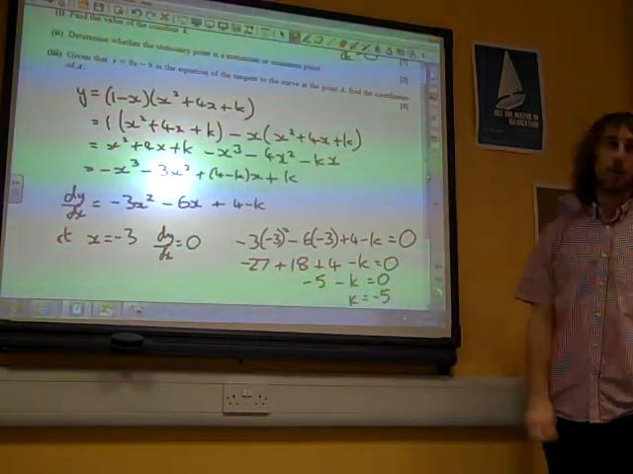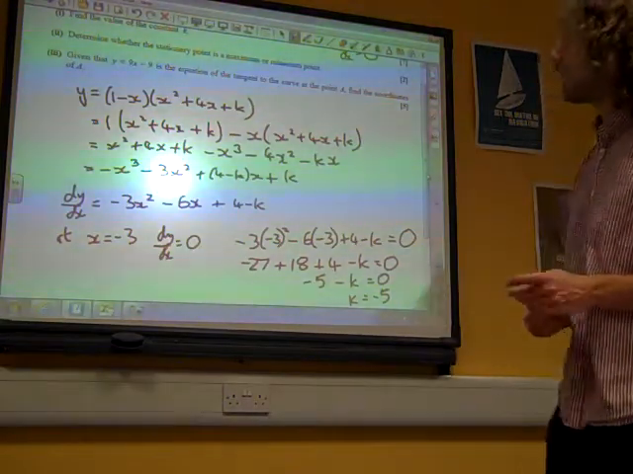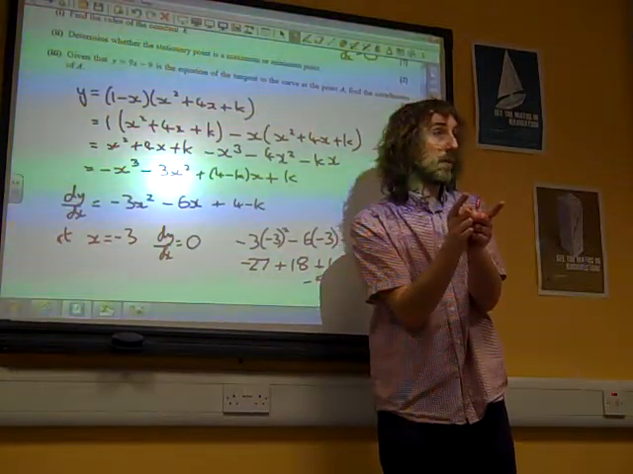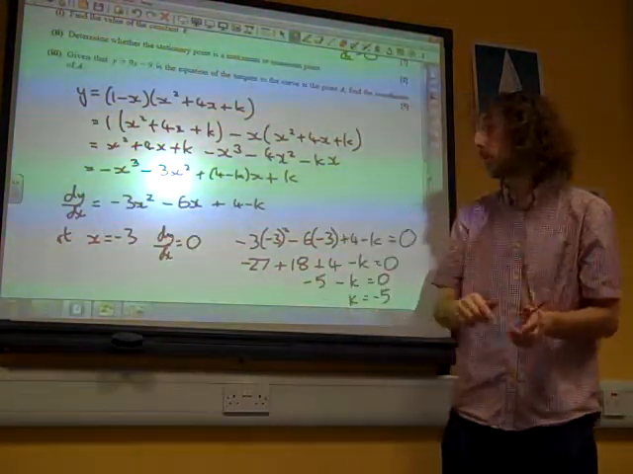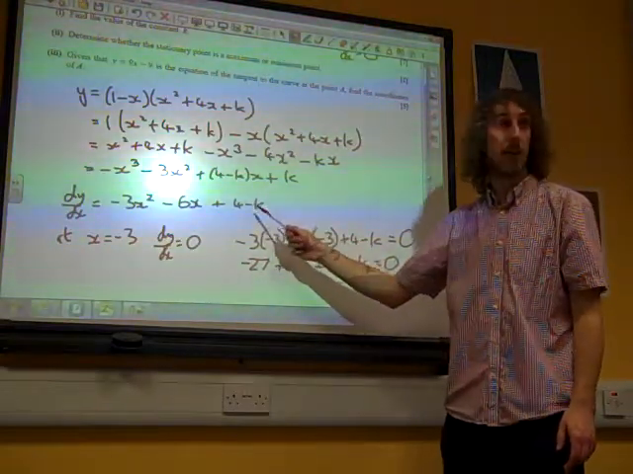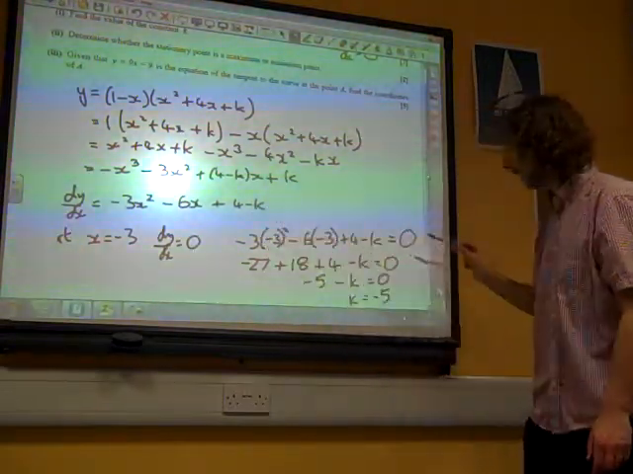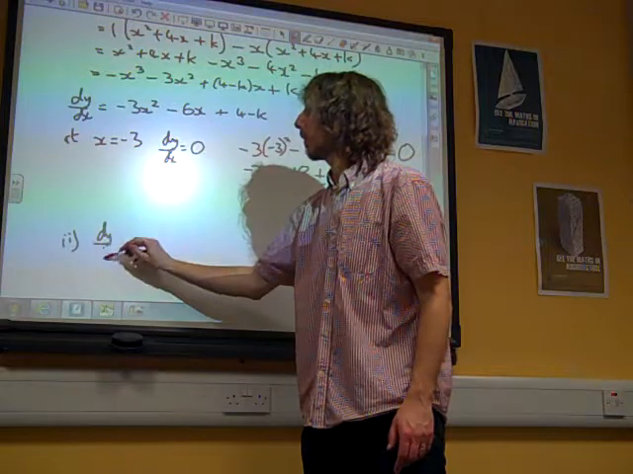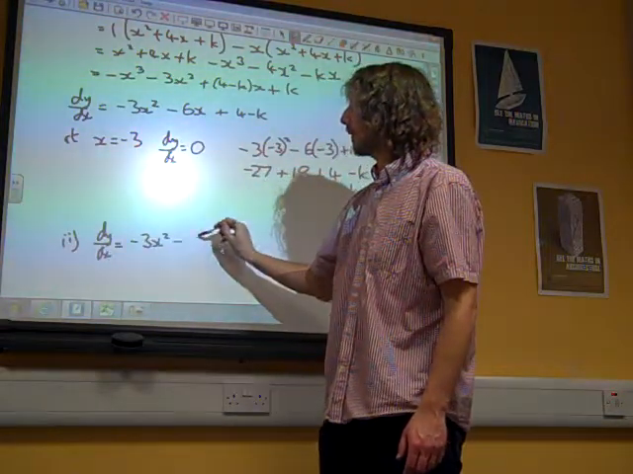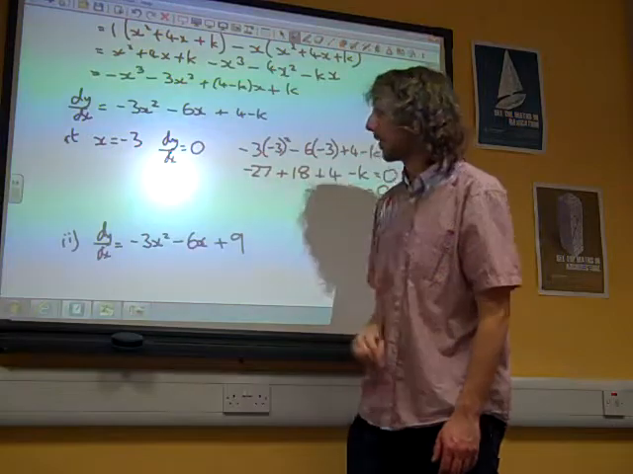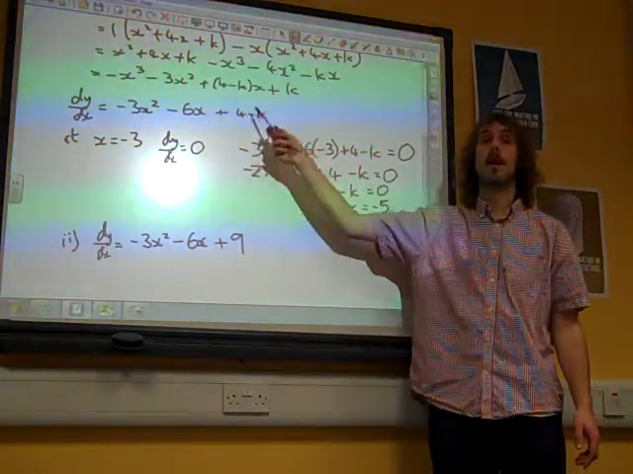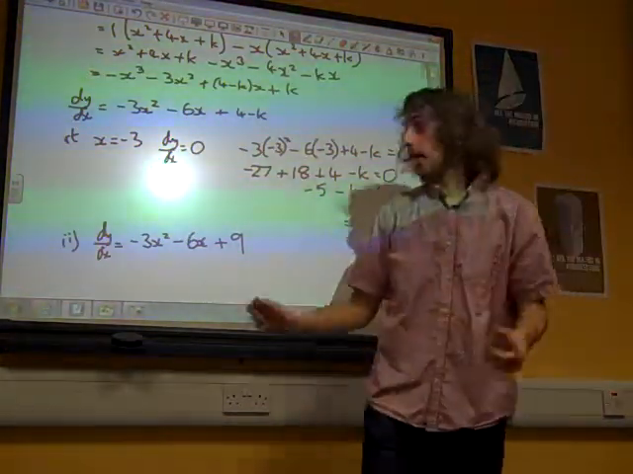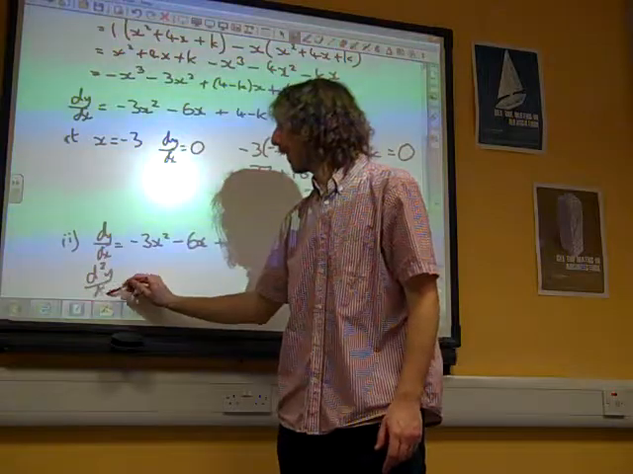Then, part 2. Determine whether the stationary point is a maximum or minimum. This is all about that second derivative thing. But we now know that this k that we're talking about here is actually minus 5. So dy by dx is minus 3x squared minus 6x plus 9, because it's plus 4 minus 5. So plus 4 plus another 5. So it's that. So let's find the second derivative, d2y by dx squared.